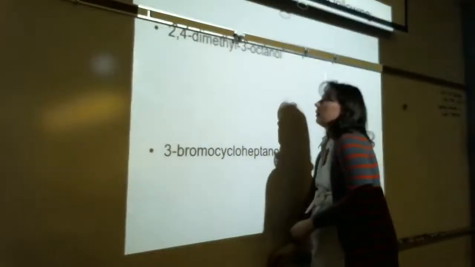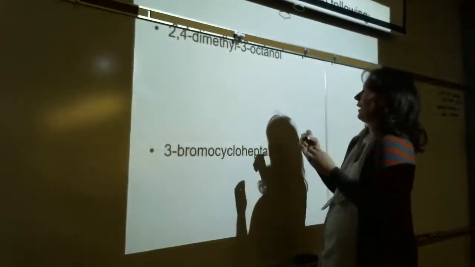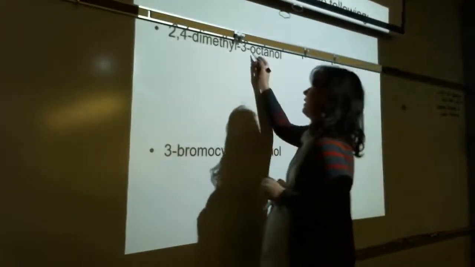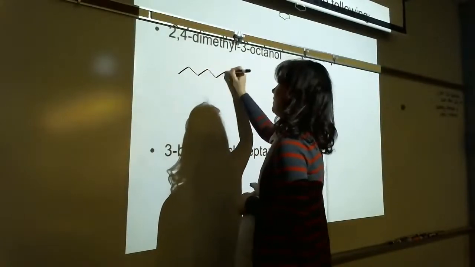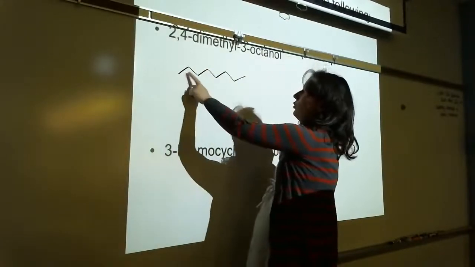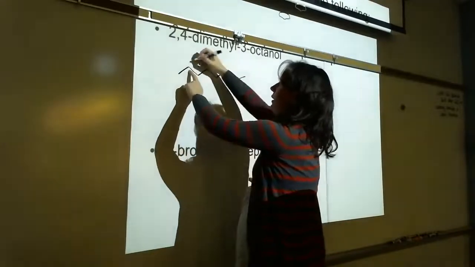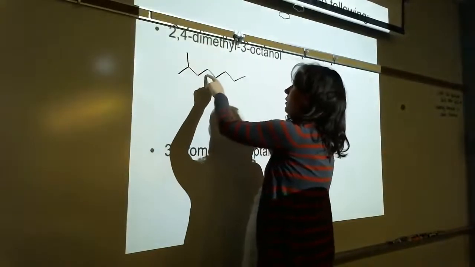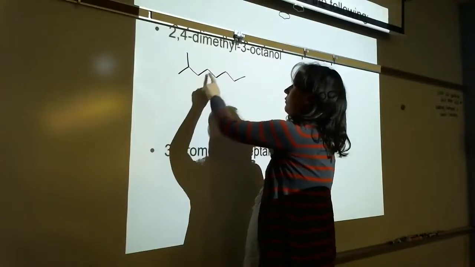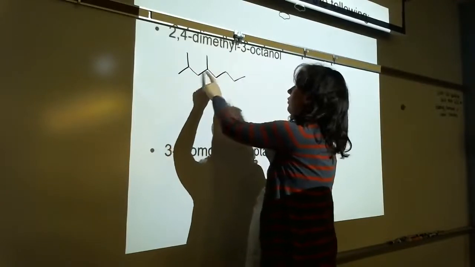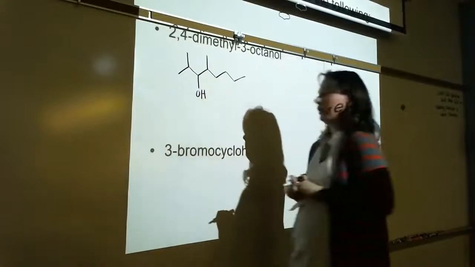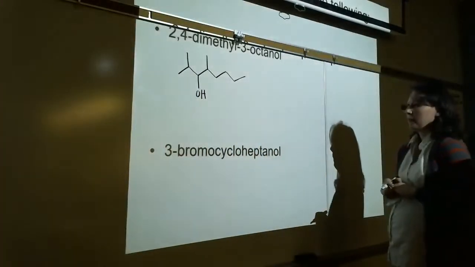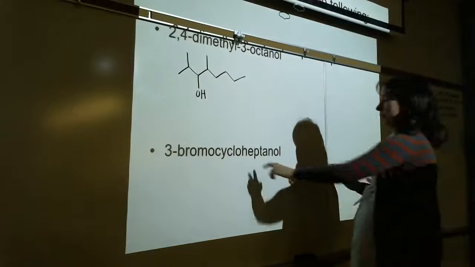So octan tells me it's an 8-carbon chain, right? It's not cyclo, so it's linear. 1, 2, 3, 4, 5, 6, 7, 8. 2,4-dimethyl, so 1, 2, 3, 4, and then 3-octanol. Do we agree? And then let's do, this is a heptanol.